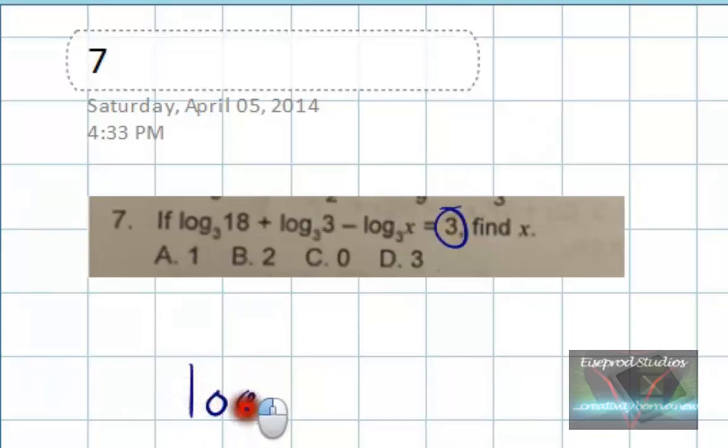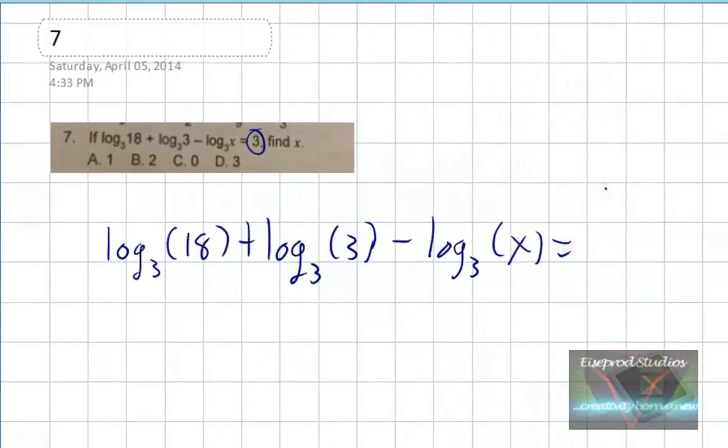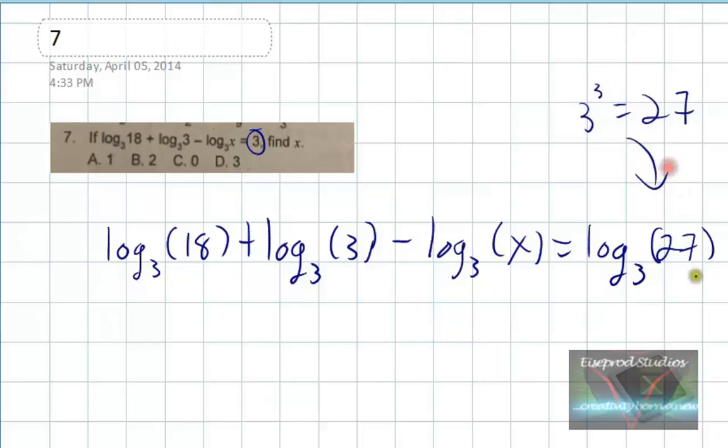So I'm going to rewrite the first part of the problem. So log base 3 of 18 plus the log base 3 of 3 minus the log base 3 of x is equal to, and it's actually a fairly easy conversion. If we want the log base 3 of something to be equal to 3, it would be 27, because 3 to the 3rd power is 27. So that's how that worked out. So if I took the log base 3 of 27, I would get back 3.